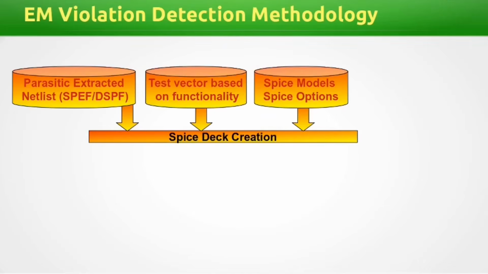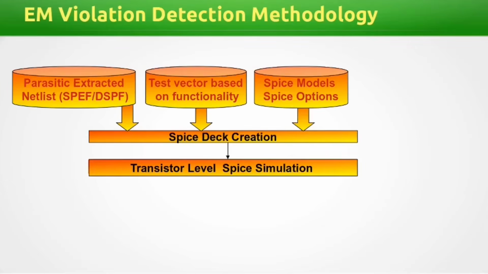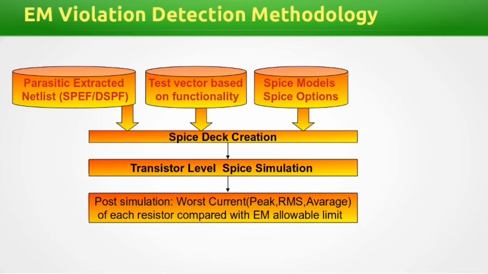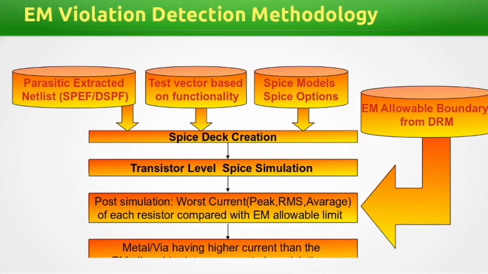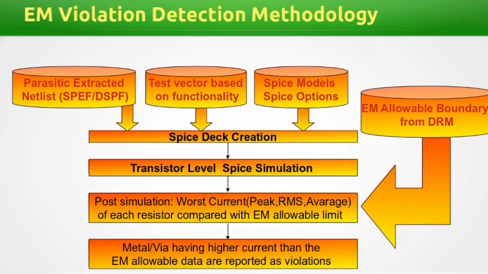These are combined into a SPICE deck. Then transistor level SPICE simulation happens. In analog, we know that we do the SPICE simulation, and in digital, we have just discussed that for EM critical nets, we do these things. This results in peak, RMS or average current. The worst current of each resistor is compared with the EM threshold, and this threshold comes from the DRM. As a result, we generate the violation map. The metal or via which are having higher current than the allowable boundary limit as per the DRM are flagged as violations. So it could be current or it could be current density, both.